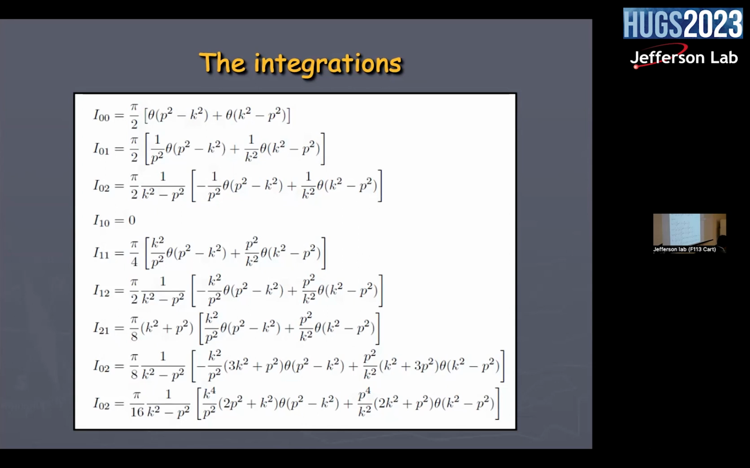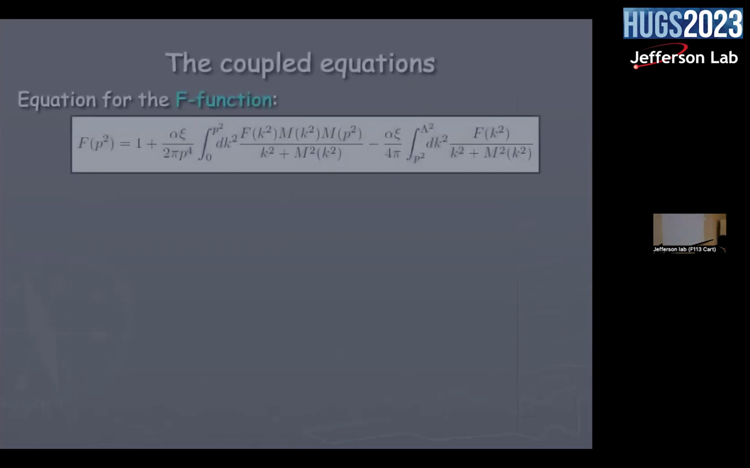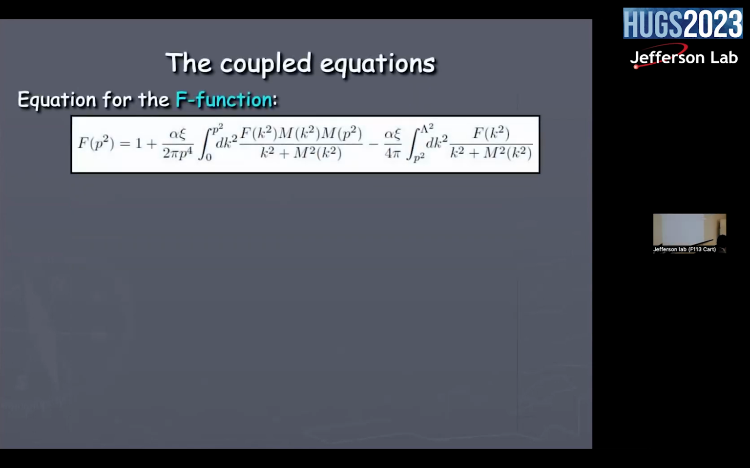And this theta function only tells you that when p squared is bigger than q squared, then this one survives and this one goes away. And you do all this angular integration, and then you finally arrive at this simpler expression for one of the two equations that we have.